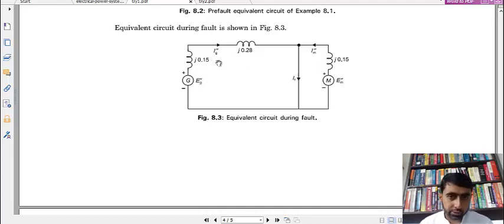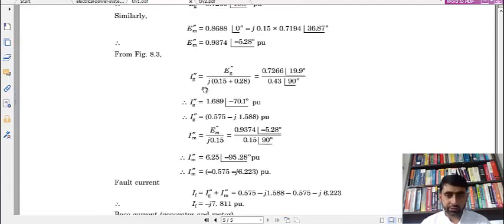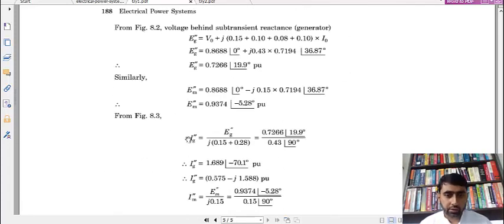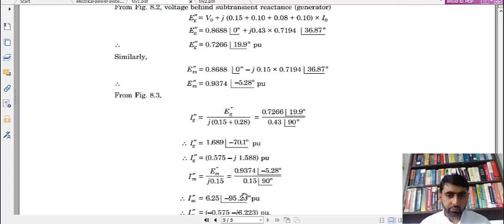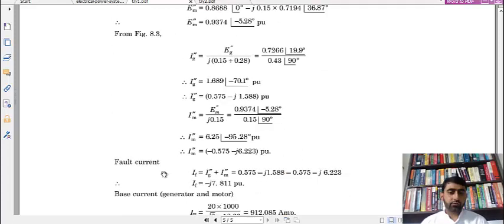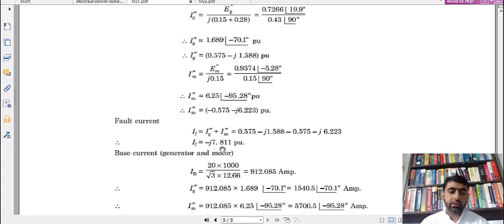That will be equal to Eg double dash divided by j0.43. That is given over here. It comes out to be this value. So Im double dash will be equal to Em double dash divided by j0.15. It comes out to be 6.25 at this angle. So the fault current will be the summation of the two, which we have discussed earlier. It comes out to be equal to minus j7.88 per unit.